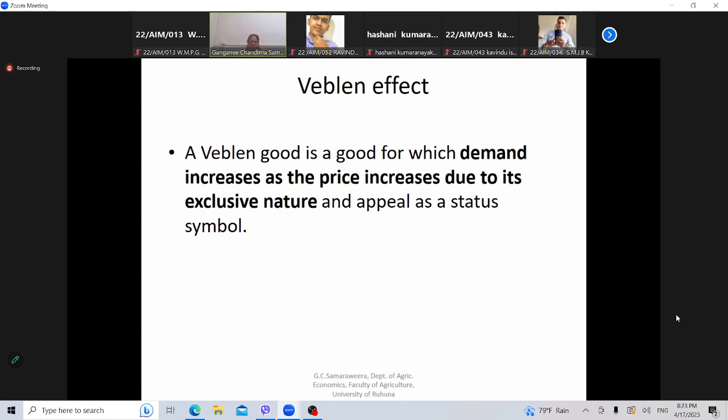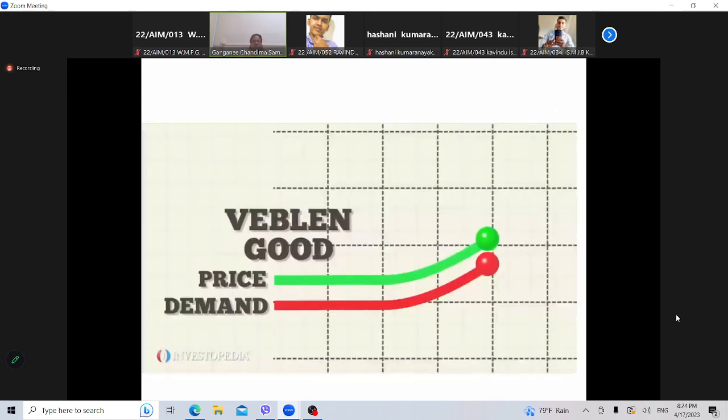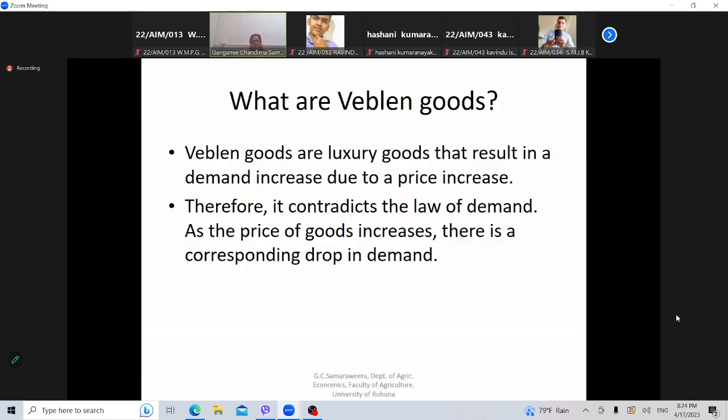Gold, we can say, for example, gold. If we consider the high price, it means we think the quality is high in gold. So the Veblen good explains that when price increases, demand also increases. We can explain this very clearly. Veblen goods are luxury goods for which demand increases due to a price increase.